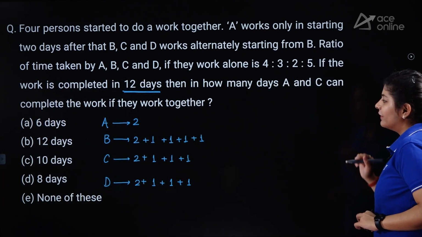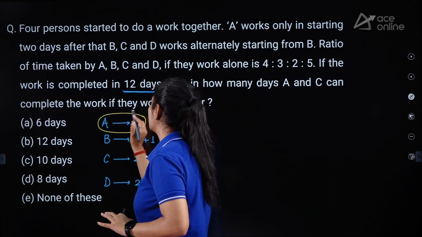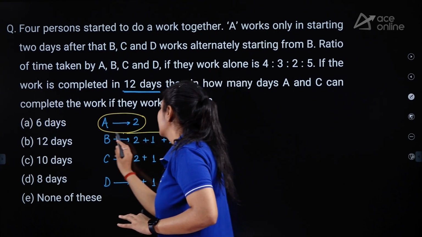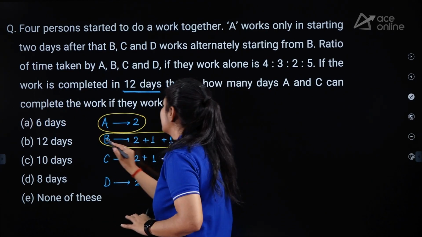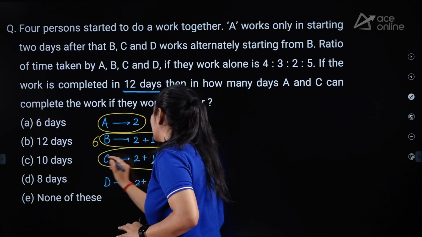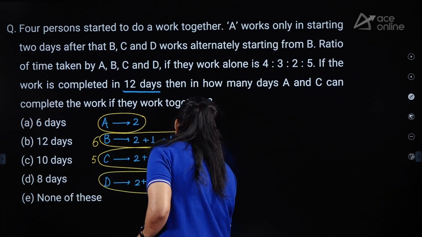Now, with the help of this, we can say that A worked only for 2 days, but B worked for 6 days. C worked for 5 days. And D worked for 5 days.